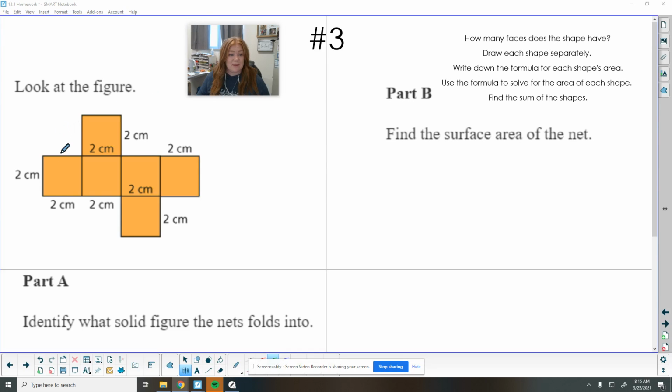Okay, number 3 wants us to look at this figure and decide what it is going to fold up into. So I can see here, right? Here's my base, and it's a square. Every measurement is 2 by 2. And across from that, this would connect them. This would be a side, and across we have another matching square. So since it's squares, we know it's going to make a cube.